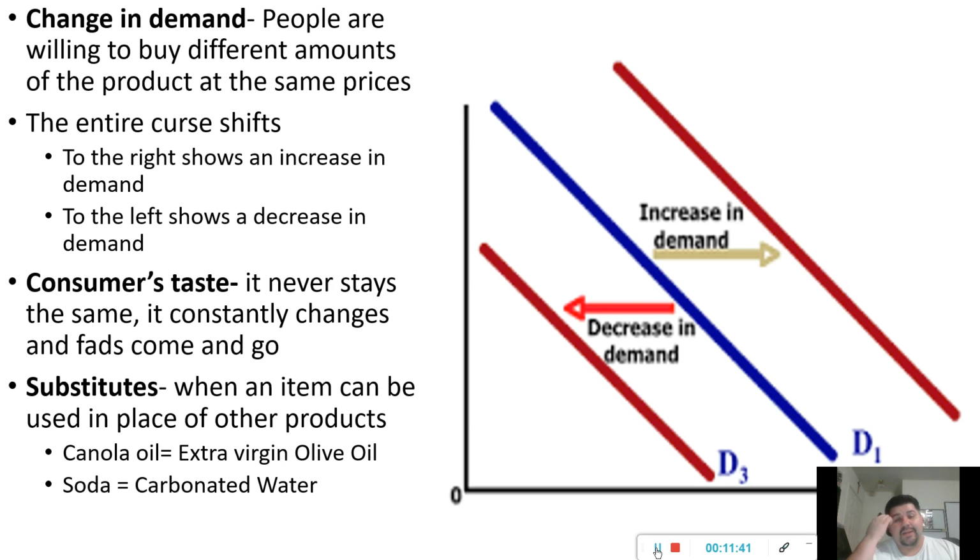Soda. Okay. Soda, doctors say it's bad for you. But carbonated water, that's good for you. So soda is going to go in the decrease, and carbonated water is going to go into the increase. Okay, so people are getting the substitute. So when they do that change, one goes this way, the other one goes the opposite way. One goes backwards, one goes forward.